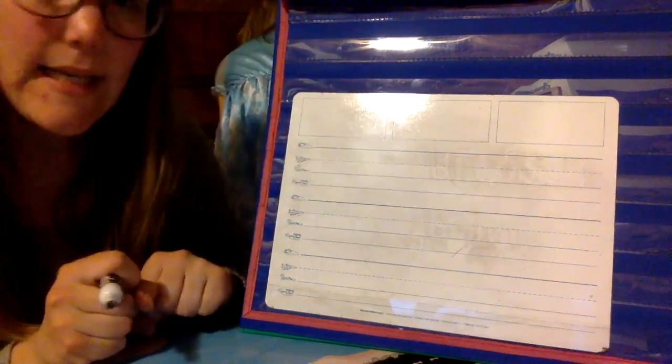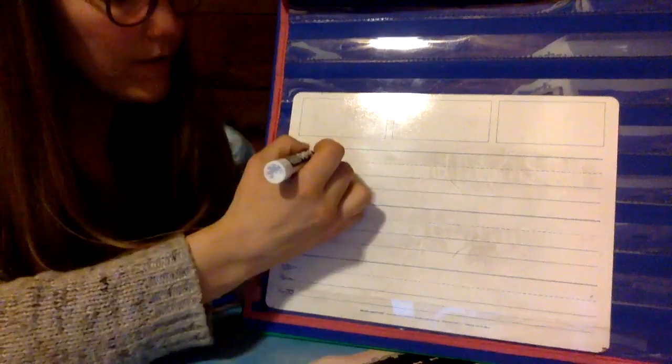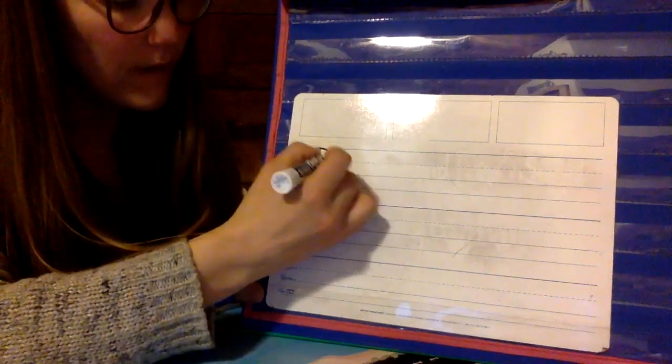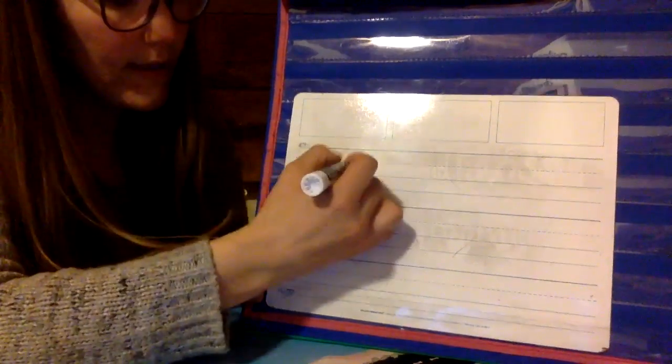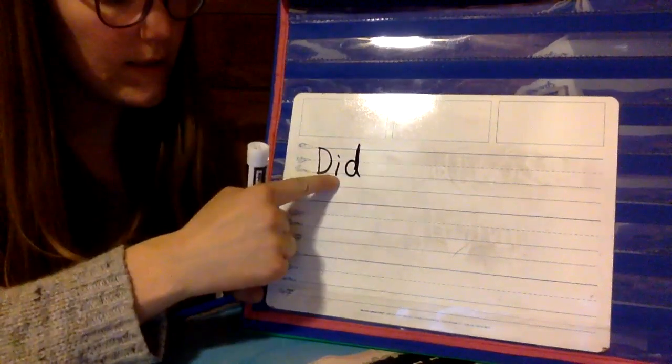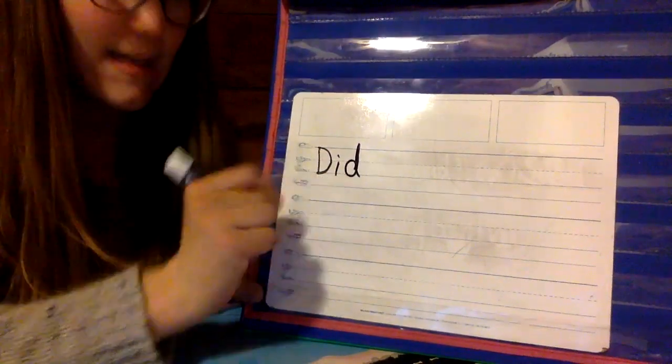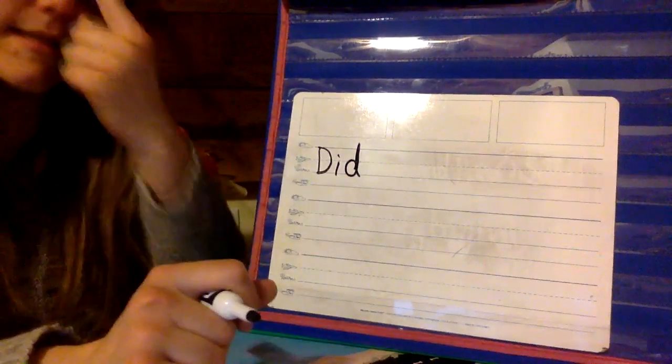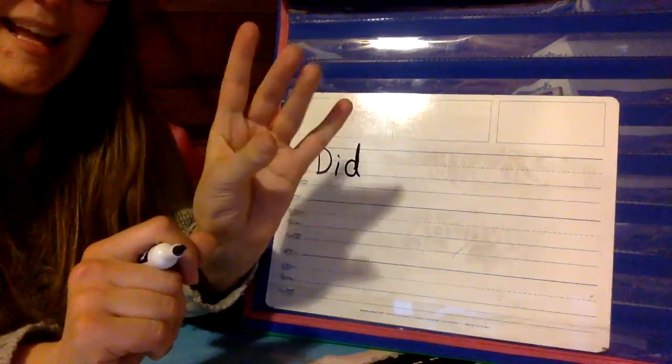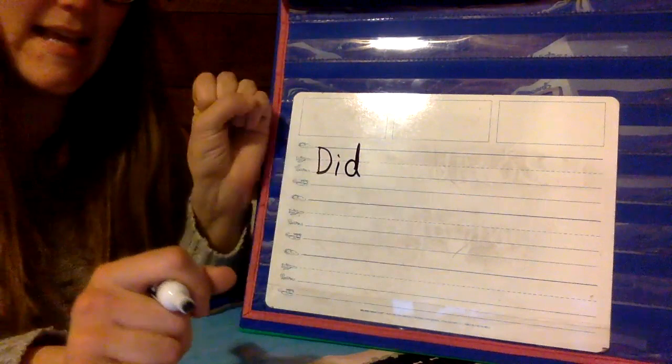Did Dan fall in the pig pen? Let's get started. Did. Now, I could tap out did, but I do remember how to spell it. Did. D. First letter, I'm going to do a capital. D-i-d. Did. Dan. Now, Dan, I am going to tap out. D-a-n. Dan.